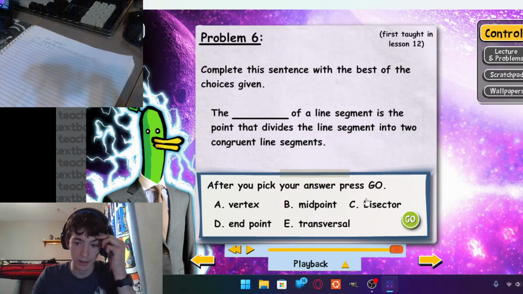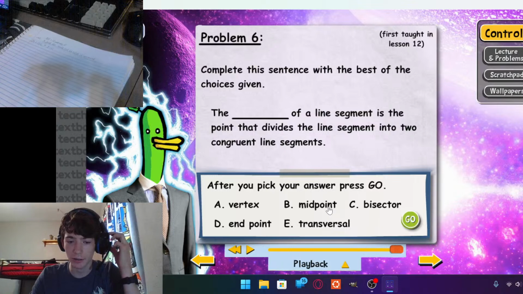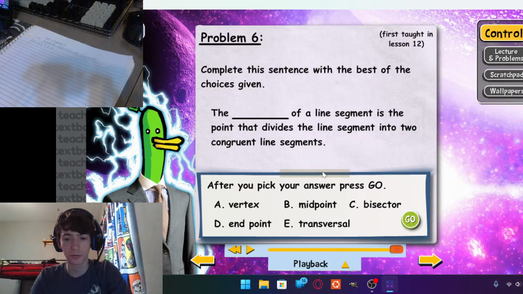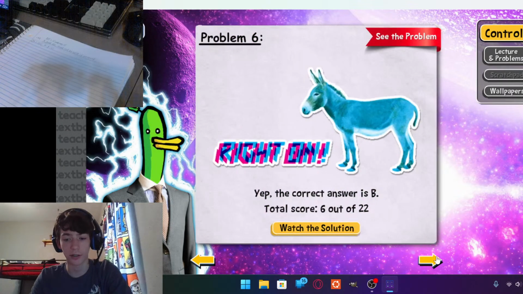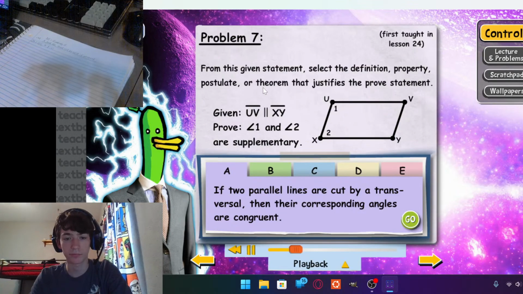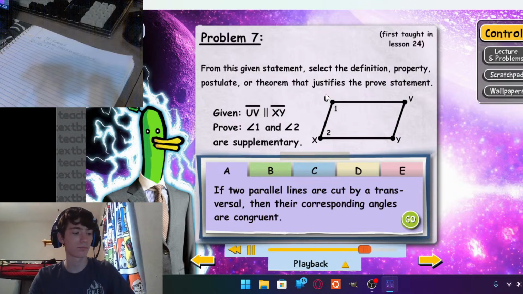See, this is hard because it could be either of these. But I'm pretty sure a bisector can go through any point in the line, and midpoint literally says mid, or like middle point. It says point too, so it has to be this, right? Exactly right. Okay. From this given statement, you need to select the definition, property, postulate, or theorem that justifies the proved statement.